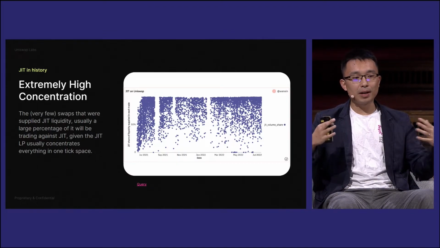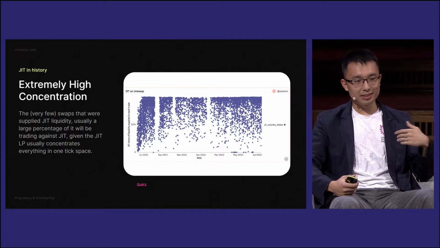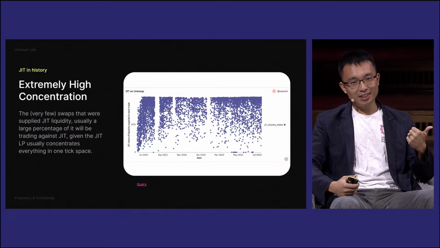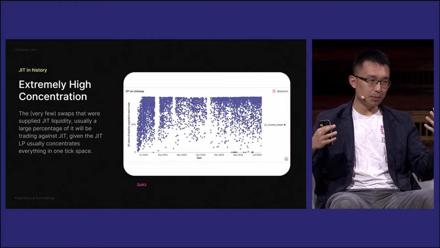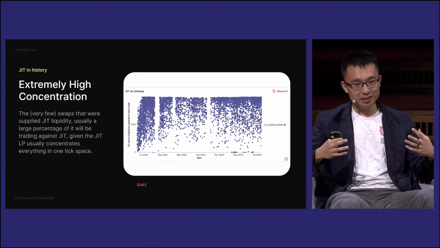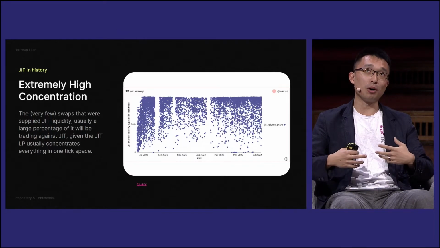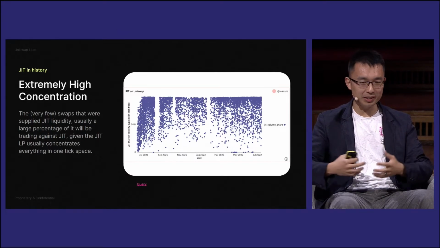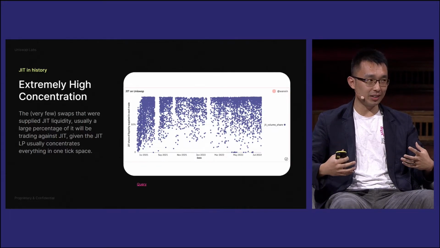So if you combine this graph and the last one, what it tells us is you have this JIT thing that takes on more than 50% of a swap when it happens, but overall, it's less than 1%, or maybe 0.1%. That just means this thing happens extremely rarely over time.